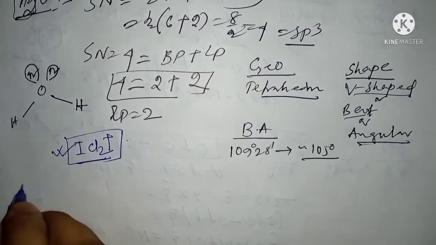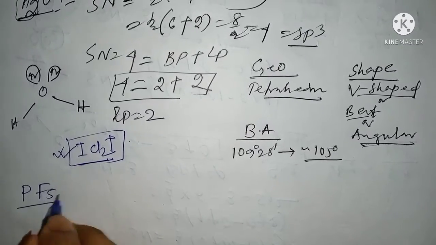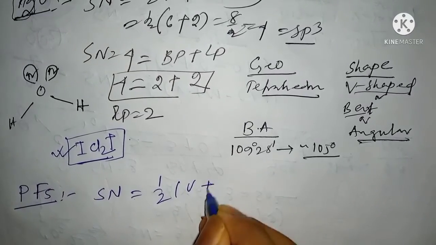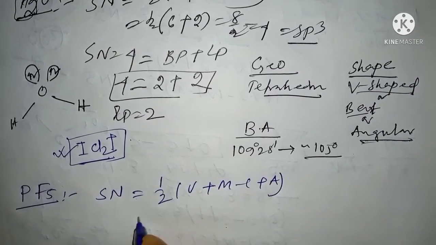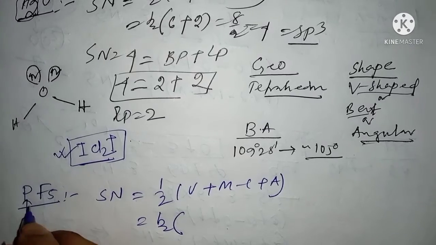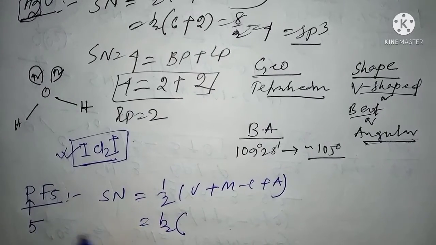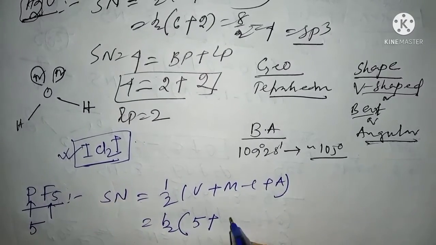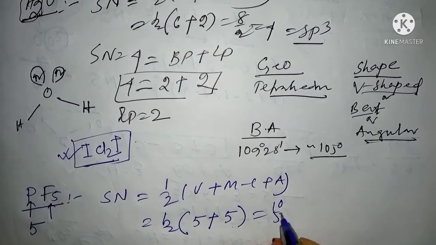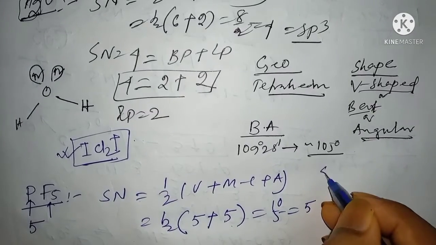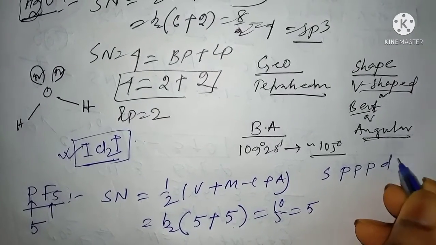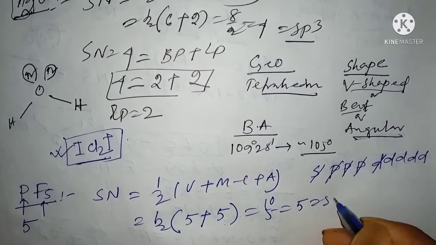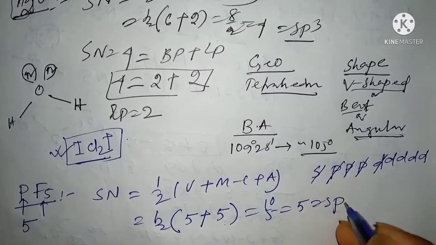Now next I discuss PF5. First calculate the steric number. Steric number equals half into V plus M minus C plus A, equals half into, this is the nitrogen family, so valence electrons 5, plus number of monovalent atoms 5, so 10 by 2 equals 5. Now the hybridization is s, p, and d orbitals, 1 2 3 4 5, so the hybridization is sp3d.